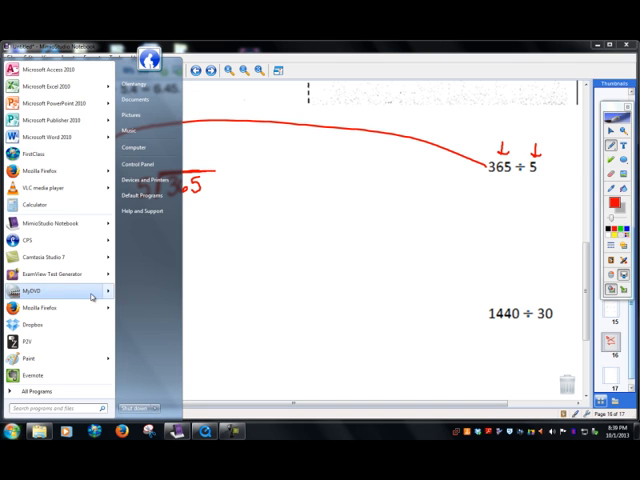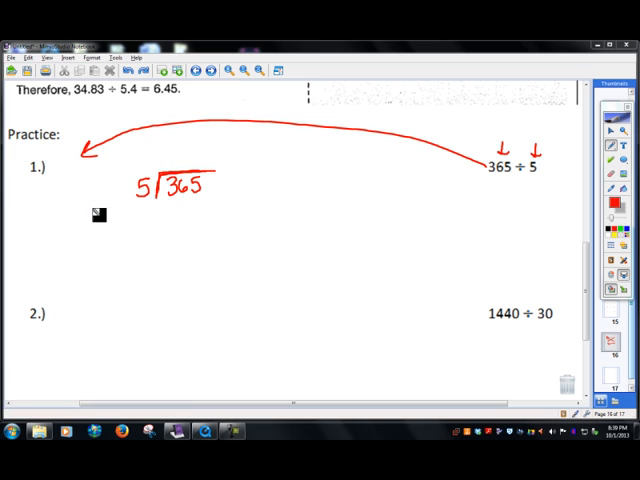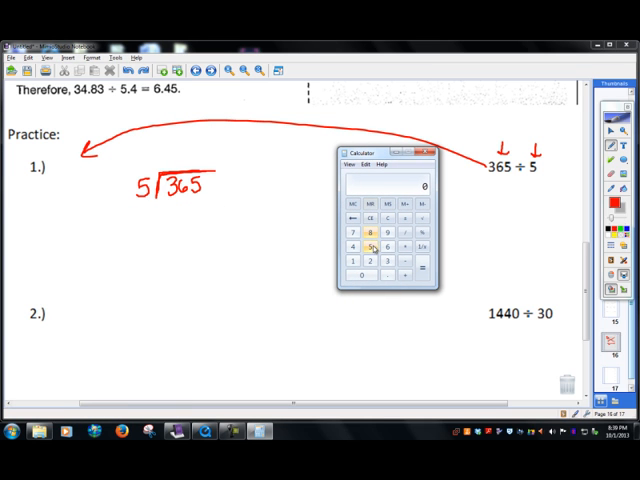If you were to use a calculator, I don't mean do 565 divided by 5. We're not doing it to find the answer. When I say figure out how many times 5 can go into 36, we have to do 36 divided by 5. We're just going to take that number and divide it by 5. That's one step. Now we're going to get a decimal.